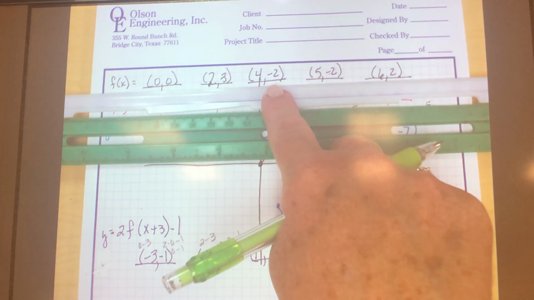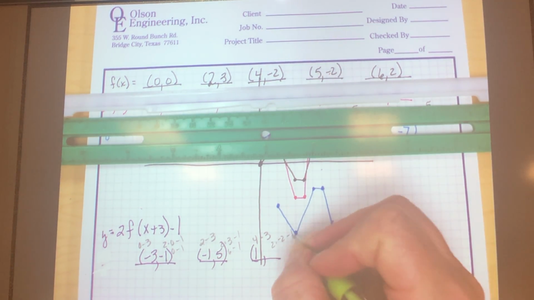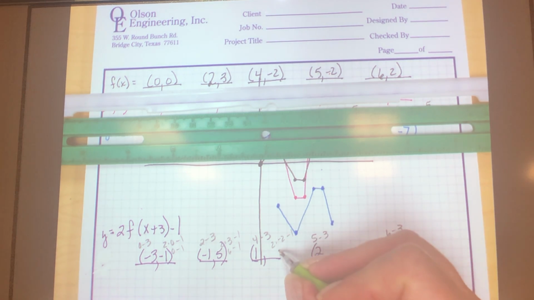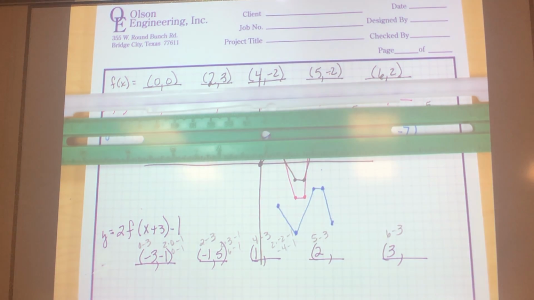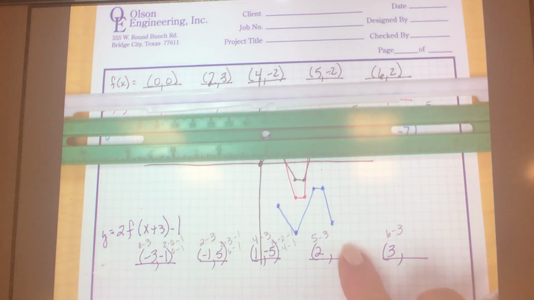I'm going to do this guy. He's -2. So I'm going to say 2 times -2 minus 1. What's 2 times -2? -4 minus 1? All right, let's do this guy.